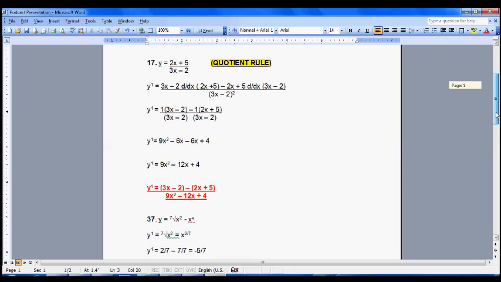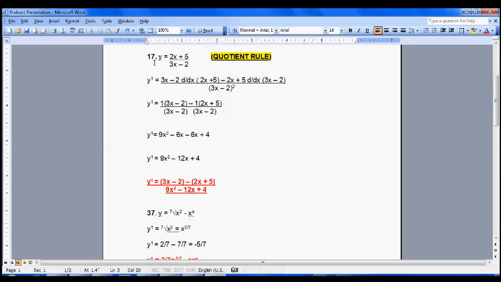Alright, so next we got number 17, and that we're going to be using the quotient rule. The quotient rule is basically when you have two functions that are dividing with each other. And the easy way to remember the quotient rule formula is low d high minus high d low over low squared. So basically, the function on the bottom times the derivative of the function on the top minus the function on the top times the derivative of the function on the bottom all over the function on the bottom squared. Kind of hard to remember a little bit, but it is what it is.